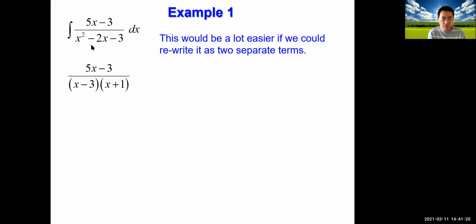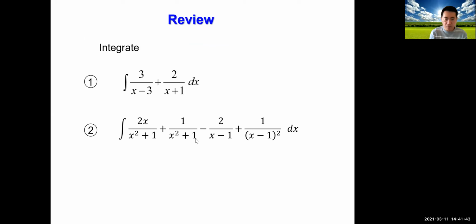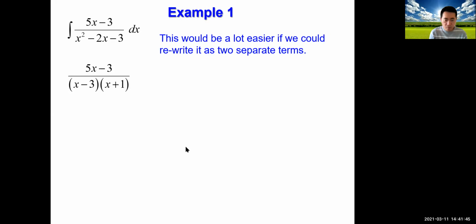So one way to do it, if we wish to integrate the fraction, is to rewrite these fractions as two separate terms, right? So rewrite that as the sum or difference of two terms. Hopefully those are easier, and we can integrate them the same way we did after we separate them. So you will wonder, okay, how do we separate them?